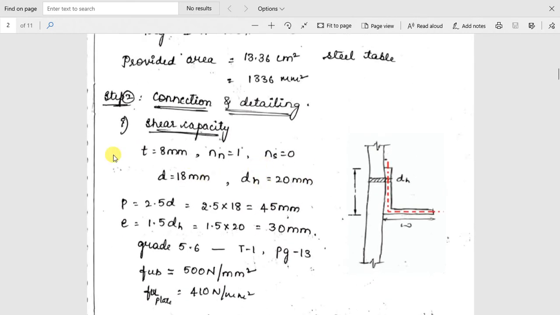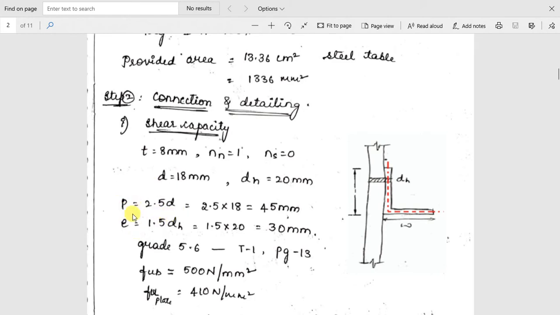So the diameter of the bolt is mentioned, you have to take 18 mm diameter bolts. So adding the clearance from Table 19, the diameter of the bolt hole will be 20 mm. So pitch and edge is not mentioned. If it is mentioned, the same value is to be maintained. If it is not mentioned, pitch and edge should be calculated for minimum values.